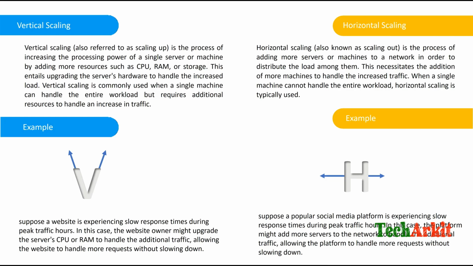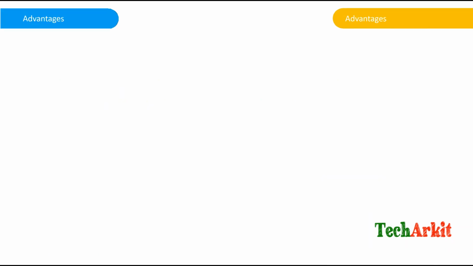The difference here is that with vertical scaling you have to add more resources to the existing server. Horizontal scaling is where you add more servers to the existing resources. So that's the difference between vertical and horizontal scaling. Let's see what advantages you have between these.